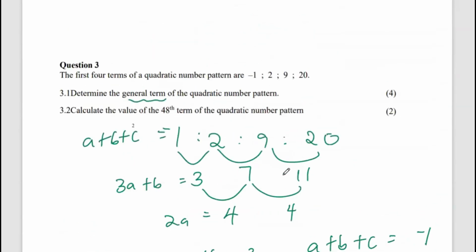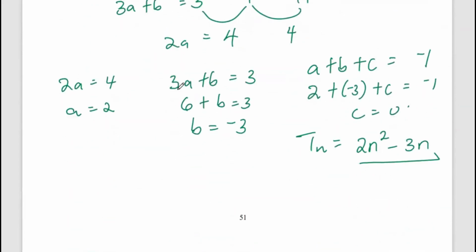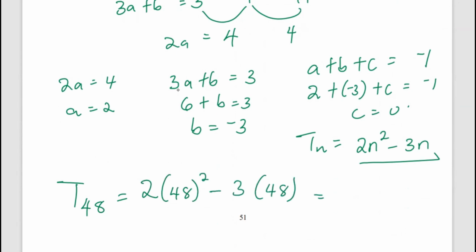All right. So that is the first part, 3.1. Then 3.2, calculate the 48th term of the quadratic. So they're looking for T48. Where there is n, substitute 48. So 2 by 48 squared minus 3 by 48. Just use your calculator and get your answer. So what I'm getting is 4464. So that represents the final answer.